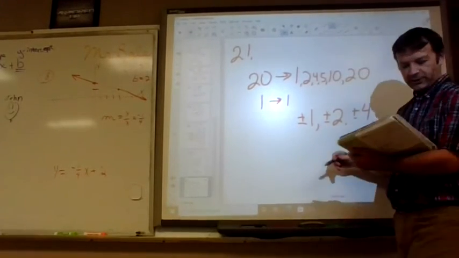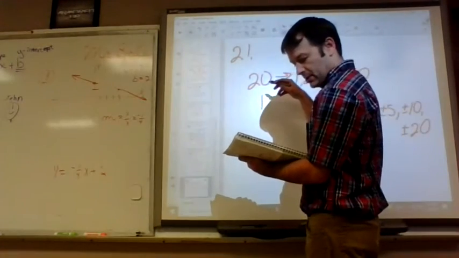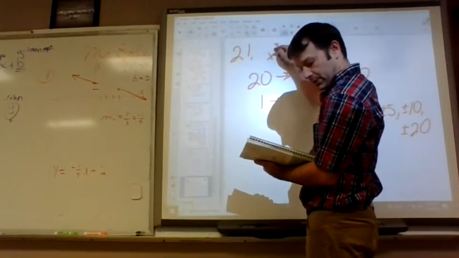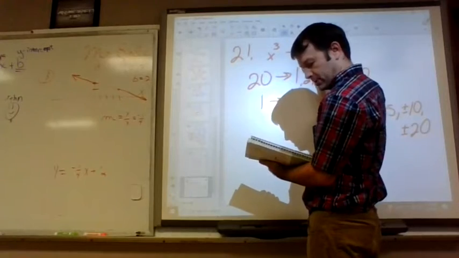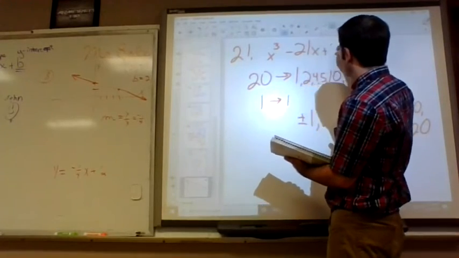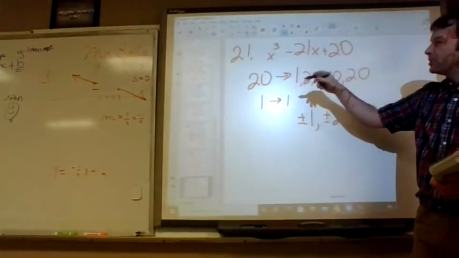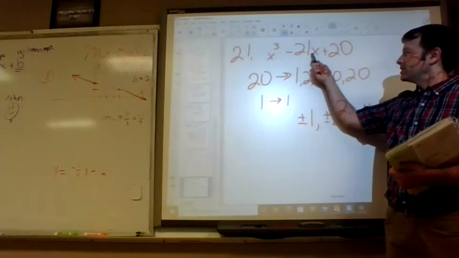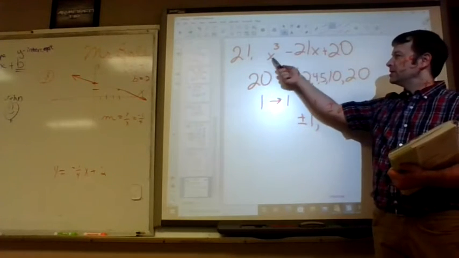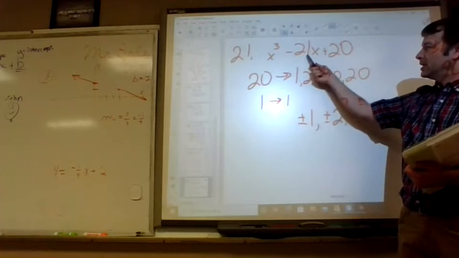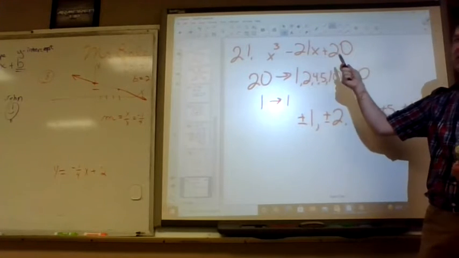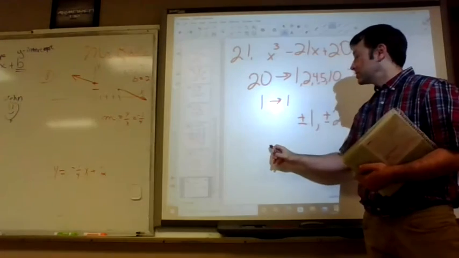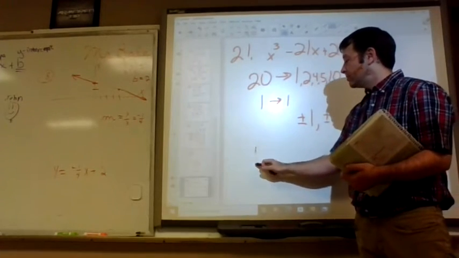What should we plug in first? I would always say 1 is the right answer because 1 is definitely the easiest to plug in. If I plug in 1 right here, what do I get? 1 minus 21 is negative 20, plus 20, 0. So it worked, which is good.